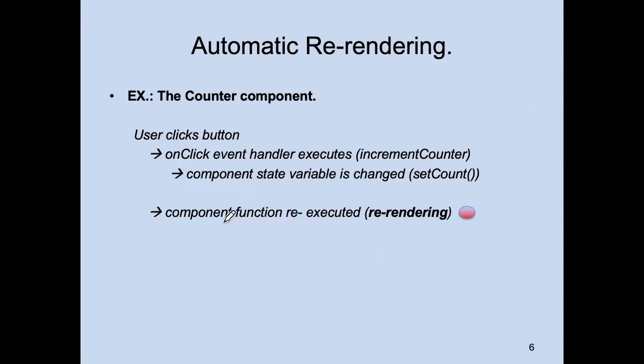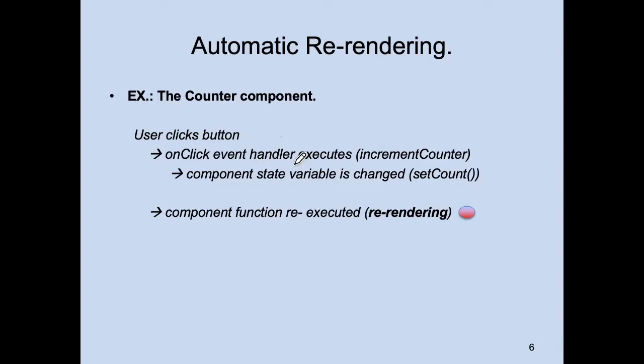This is documenting what I've just said. This is the flow that we come across time and time again when we talk about React. The user does something, in this case clicks a button. That is an event, and we have an event handler associated with it, in our case an onClick event handler. In the event handler, we changed the component's state variable. You can do anything you want inside the event handler, but nine times out of ten, you will be making a change to a state variable.